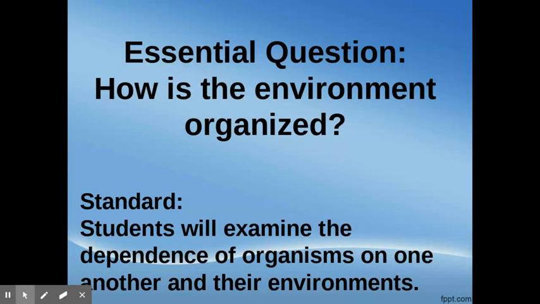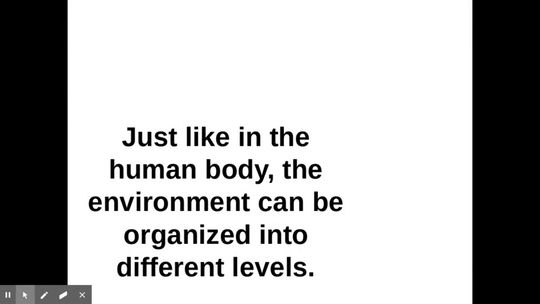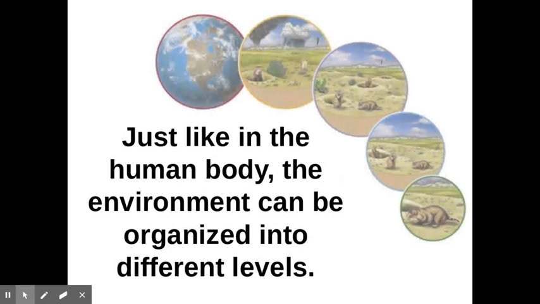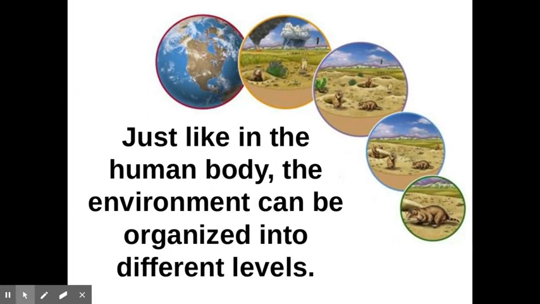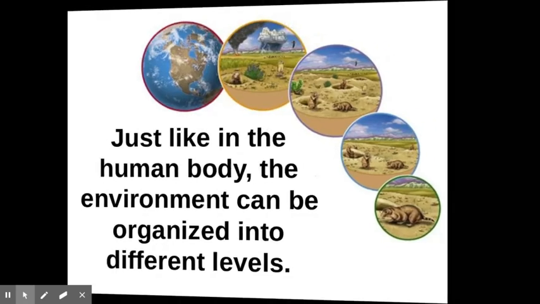in their environment. Okay, so the first, just like in the human body, the environment can be organized into different levels. So when we talked about the human body, we talked about the levels. So we started out with cells, and then those cells made tissues, tissues made organs, and organs made organ systems. Those organ systems make something. Okay, those organ systems make organisms. And then those organisms are part of this environment that we're going to figure out the levels of today.